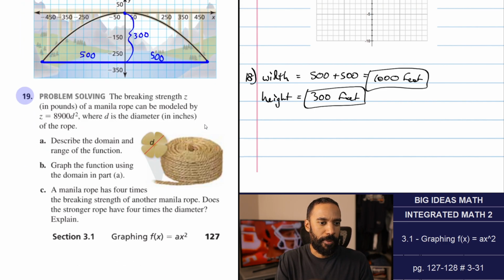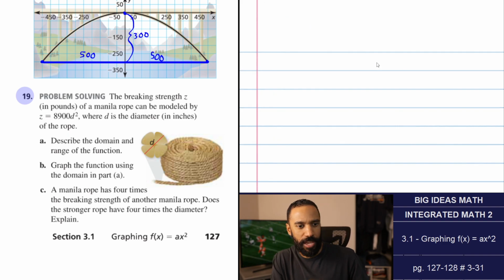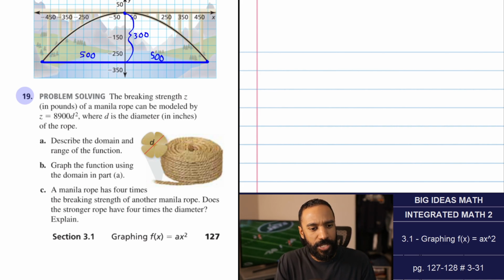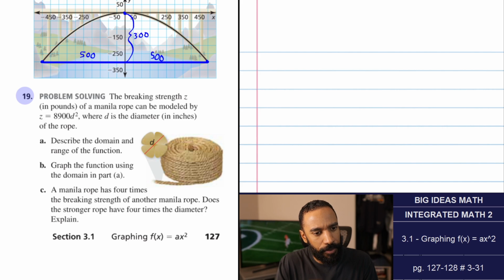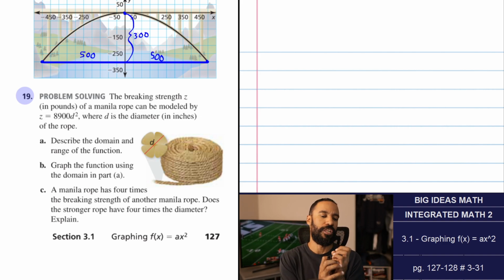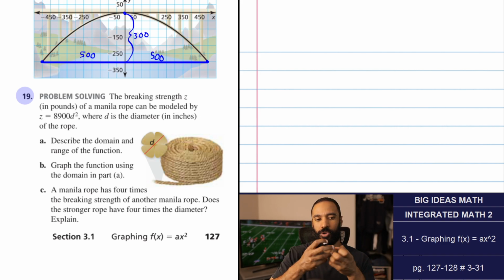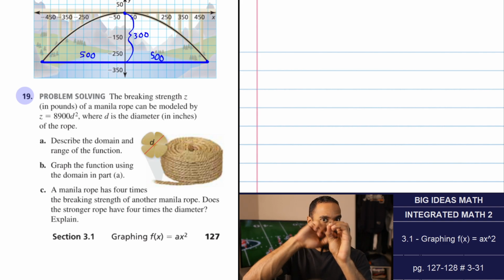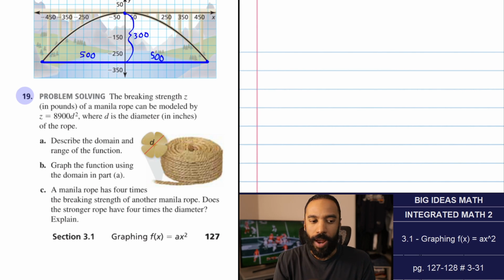Number 19, multiple parts. The breaking strength Z, in pounds, of a manila rope can be modeled by Z equals 8,900 D squared, where D is the diameter in inches of the rope. Oh, I see. So they're showing a zoomed in threshold of the rope, and that's how big the rope coil is, the D right there. Describe the domain and range of the function.